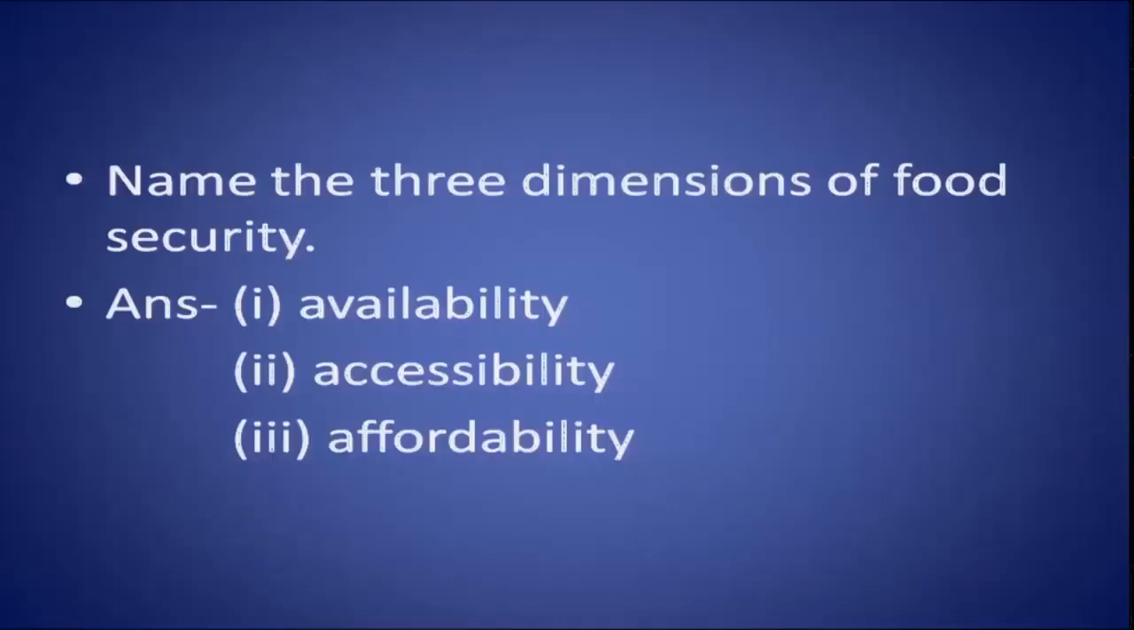Now, the second question is, name the three dimensions of food security. The three dimensions of food security are availability, accessibility, and affordability. These are the three dimensions of food security.